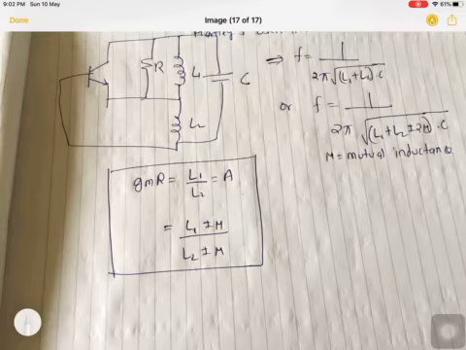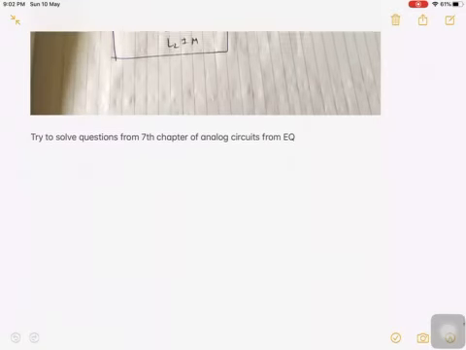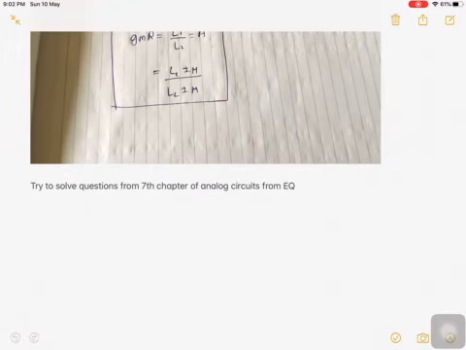Now, based on this, we have to solve some questions. So I recommend solving the questions from the 7th chapter of analog circuits from the EQ provided by Gate Solution. The 7th chapter consists of questions belonging to positive feedback amplifiers. In general, you will see many questions related to Colpitts oscillator, Wien bridge, RC, Hartley. The majority of questions come from the Colpitts and the RC. Sometimes Wien bridge also; Wien bridge is also important. Hartley is generally not used much, because practically it is not used due to its bulky size.